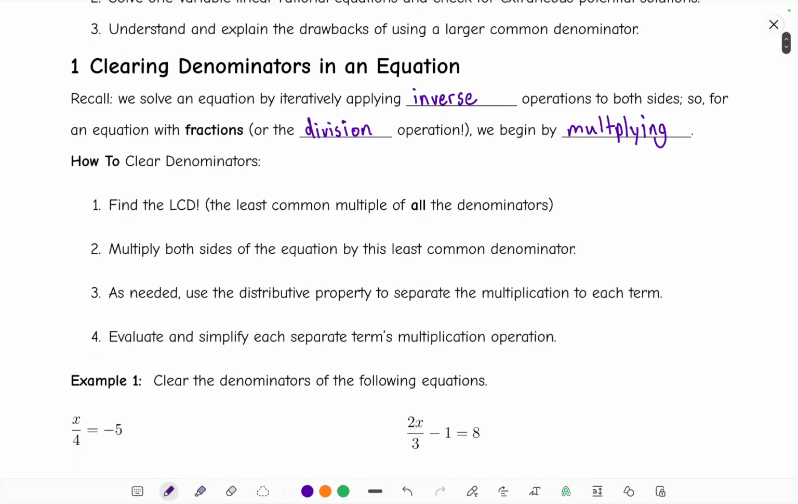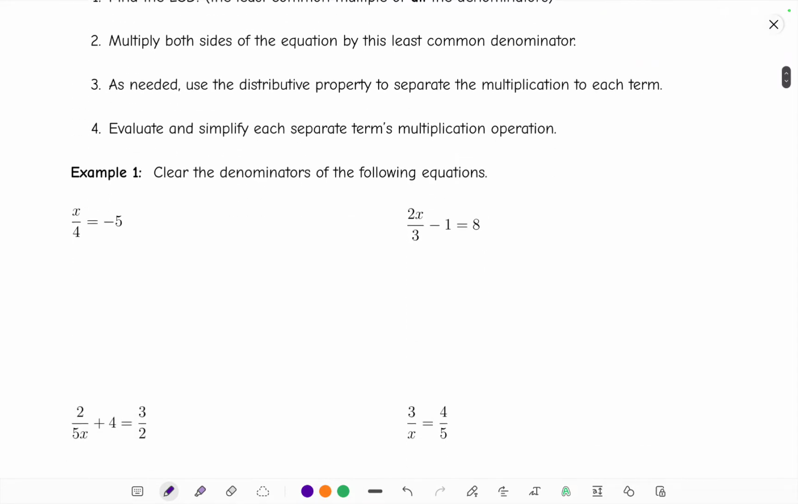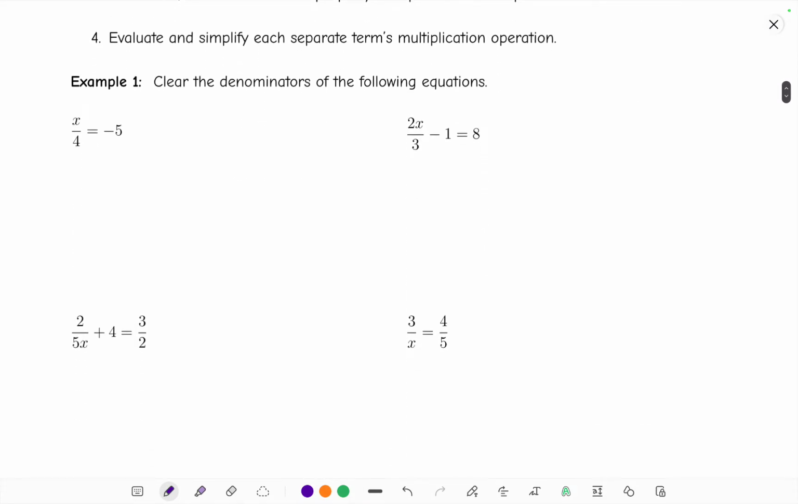Find the LCD, multiply both sides of the equation by this LCD. As needed, use the distributive property to separate the multiplication to each term. Evaluate and simplify each separate term's multiplication operation. Example 1. Clear the denominators of the following equations. We don't need to solve, just clear the denominators.